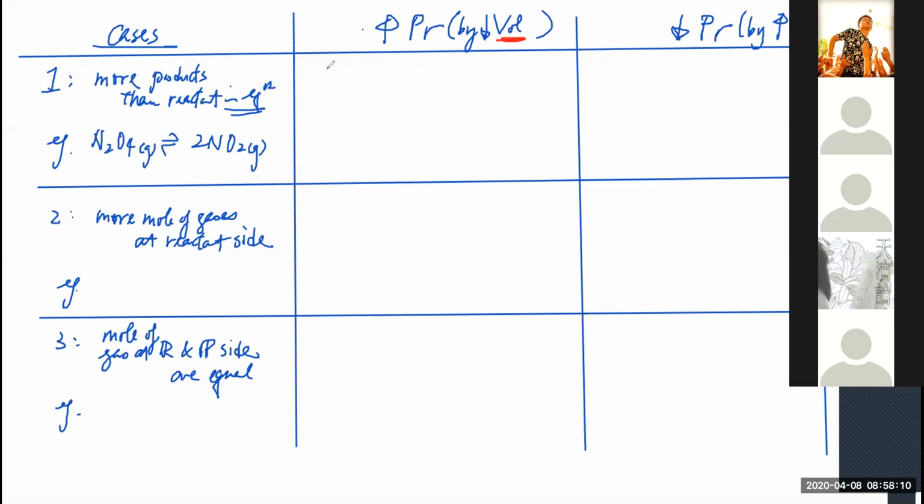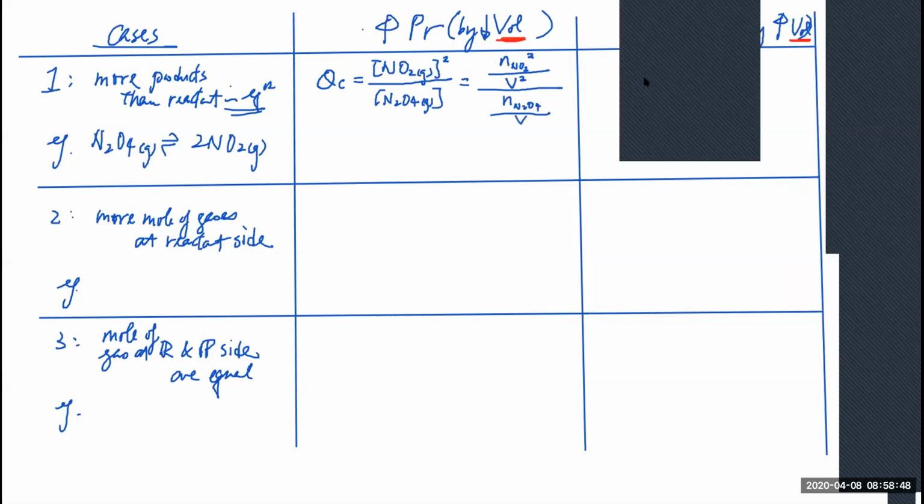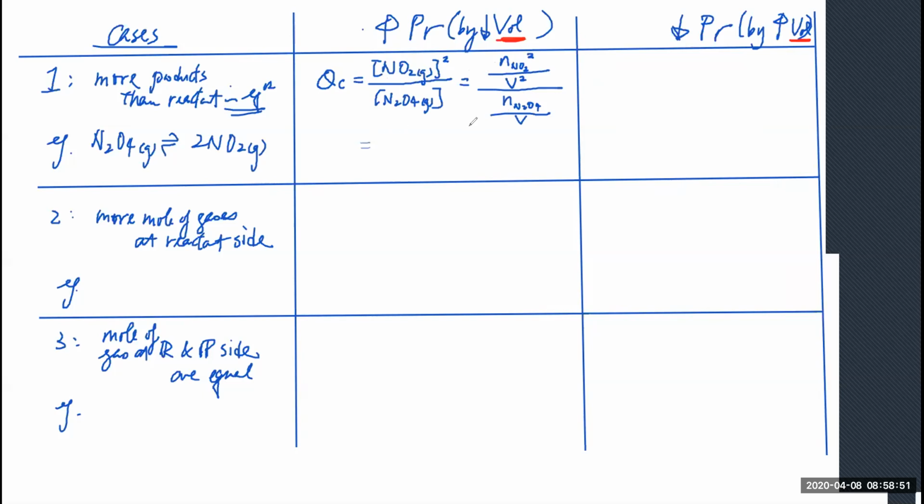Now, first of all, QC. What is meant by QC? For this case, it is the NO2 gas concentration squared over the N2O4 gas concentration. Can you get a point? What's next is to define the molarity. How will you get the molarity? The molarity is the number of moles of NO2 over V, squared, over the number of moles of N2O4 over volume. Can you get my point? Can you get what I'm going to do? So what's next is to cancel out the volume term.